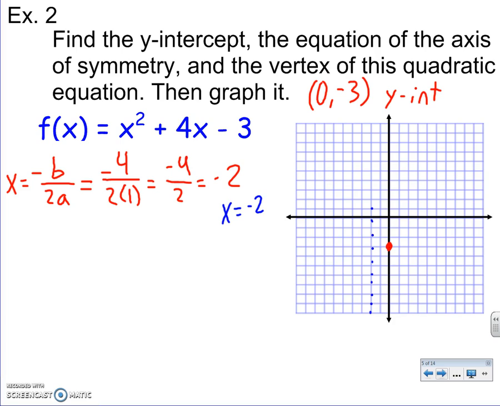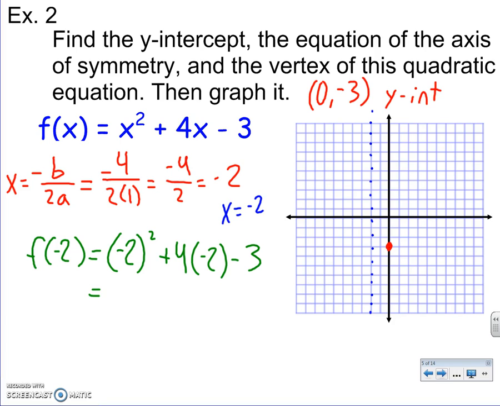So there's where my graph will be symmetrical. But let me find the actual vertex. I know the x point is negative 2. So I plug in negative 2 for x into the equation. So basically now I'm doing f of negative 2. I get negative 2 squared plus 4 times negative 2 minus 3. So do algebra. That's 4 minus 8 minus 3. That's negative 7. So I know my point is if x is negative 2, y is negative 7.